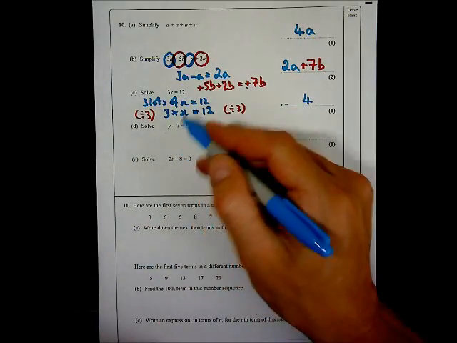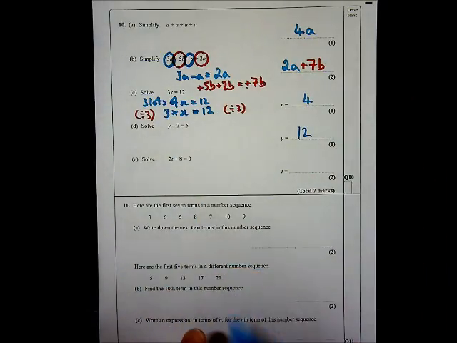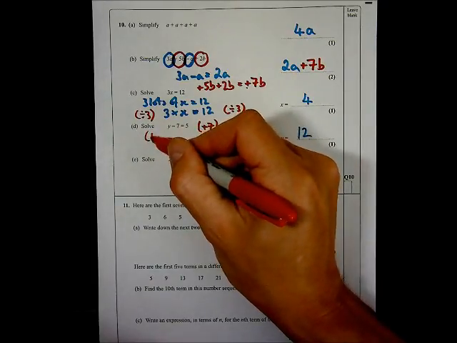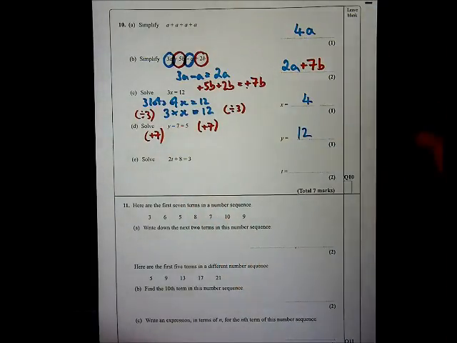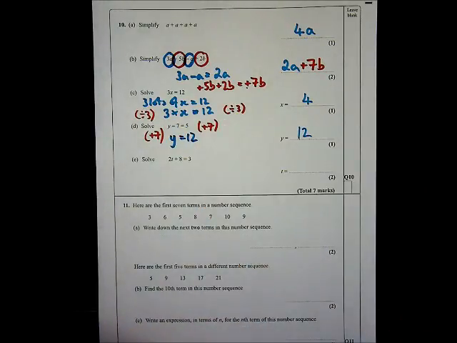Similarly for part D, y take away 7 equals 5. Hopefully we can spot the answer straight away, that y is 12, and the reason for that is that I'm adding 7 to both sides to get rid of the take away 7 on the left-hand side, and that would leave me with y equals 12.